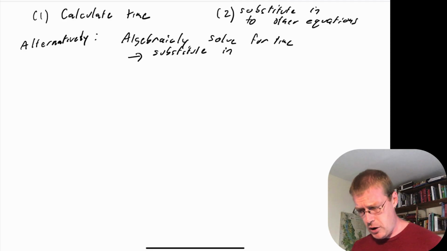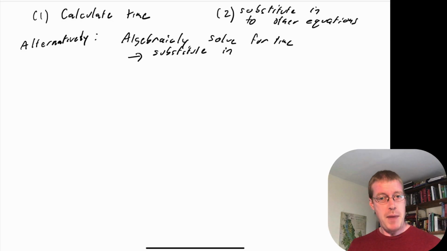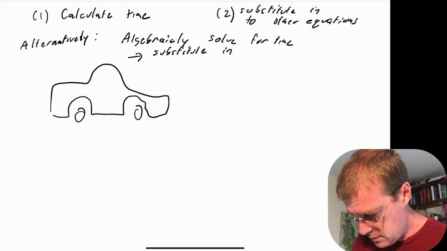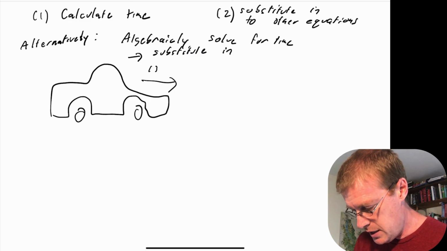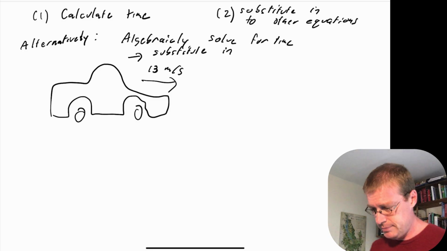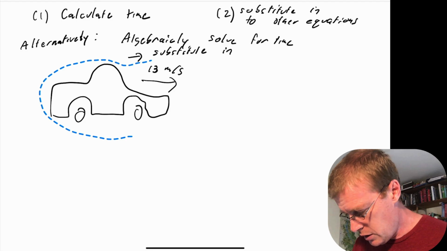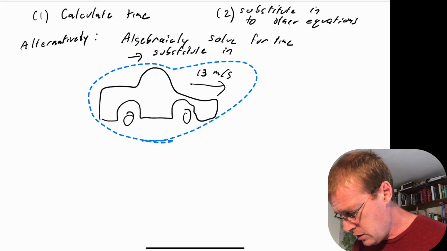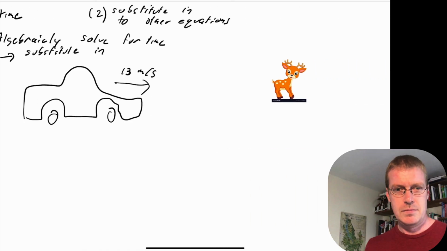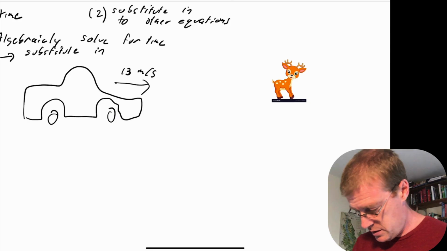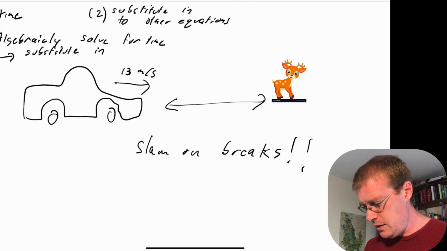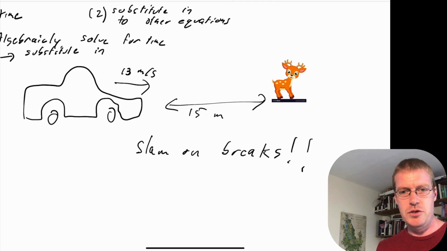All right, so the classic problem to think about here is what I like to call the Bambi problem. So you are driving along a road at, say, 13 meters per second. So 13 meters per second is about 30 miles an hour. Okay, so you are cruising along, and then suddenly you see a deer. You slam on the brakes. Okay. The deer, 15 meters away. Do you stop in time?